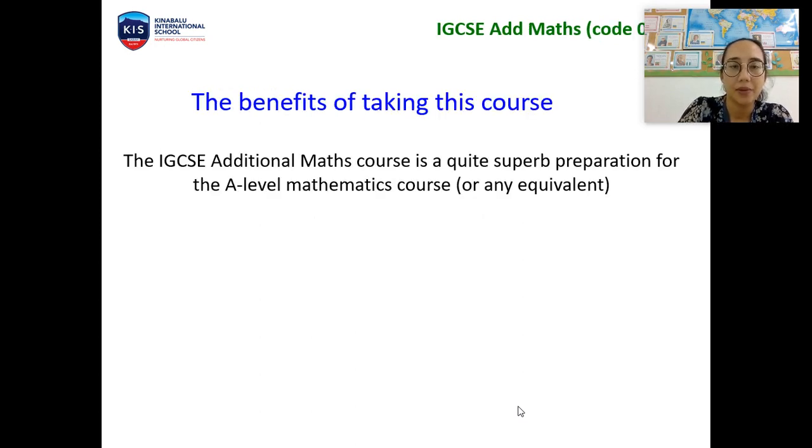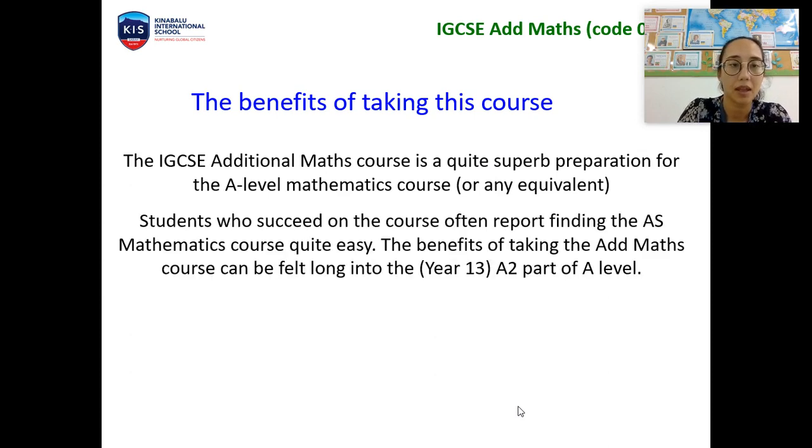So the benefits of taking this course. It is a really good preparation for doing A-level maths or any equivalent study to do further study in mathematics. Students who do well and succeed on the course often find taking AS maths quite easy, and the benefits of taking AdMaths can be felt way into Year 13, into the A2 part of A-level. So there's some things you do in AdMaths that can help you even when you get to Year 13.